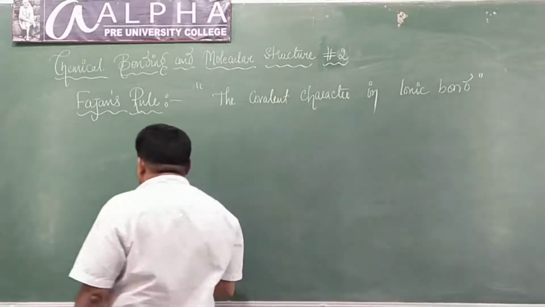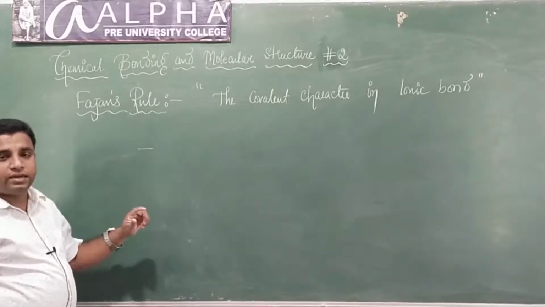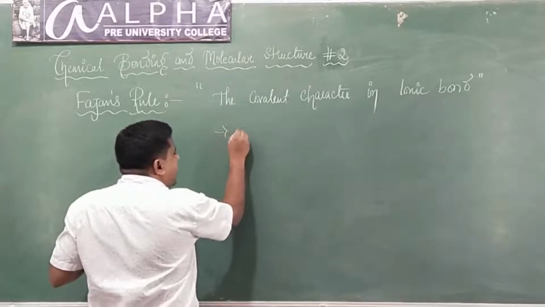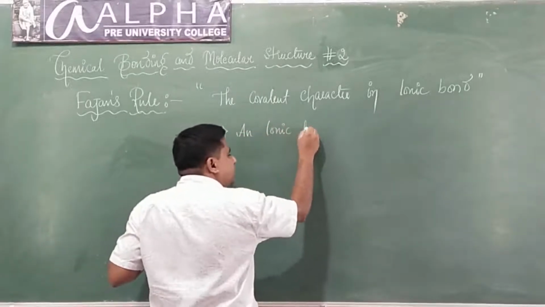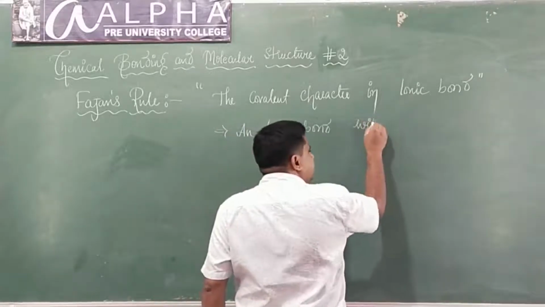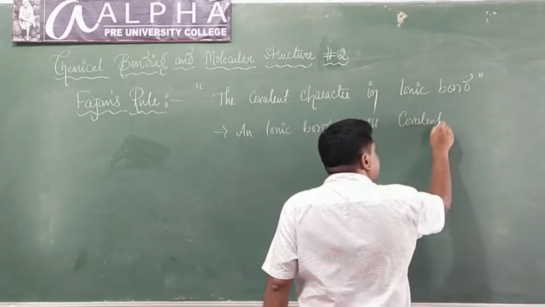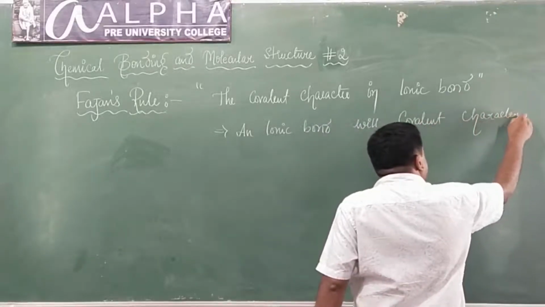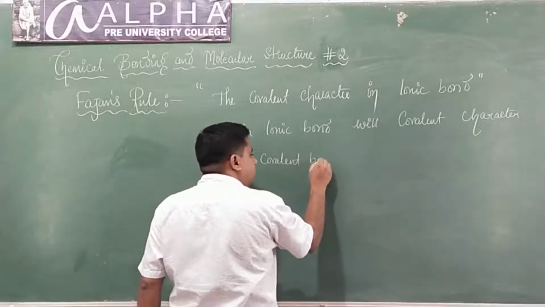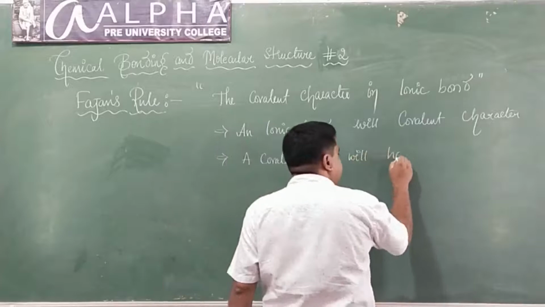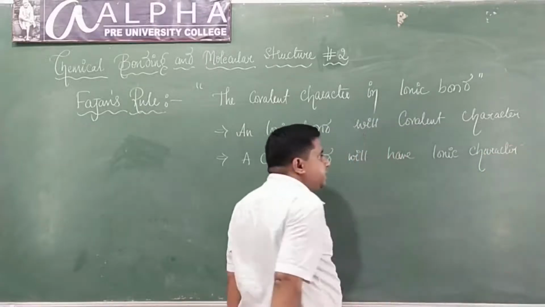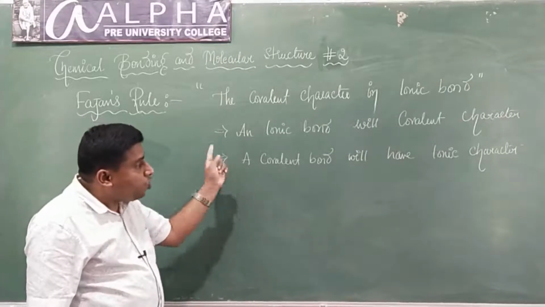See, an ionic bond will have covalent character, and a covalent bond will have ionic character, and vice versa. Are you getting my point? Remember this: an ionic bond is not completely ionic. An ionic bond will have covalent character, and a covalent bond will have ionic character. Please note these points.